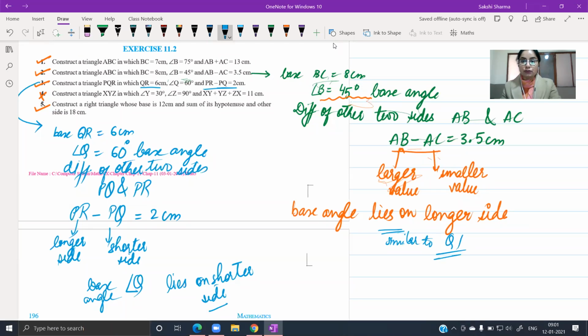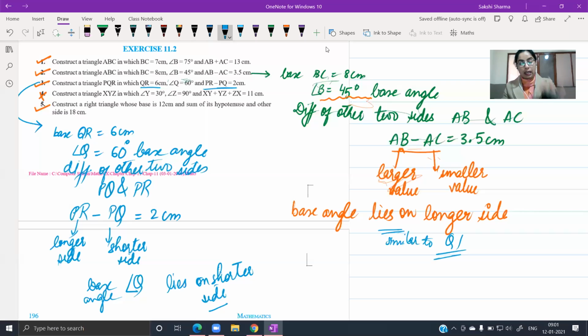Question 1 की तरह इसकी construction होगी. Whereas if your base angle lies on the shorter side, there is a little change in the construction. Let me know if the two types are clear, then we will start with the construction. If you want, you can note this down whenever you will be given difference of two sides.